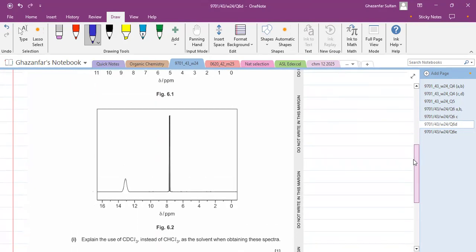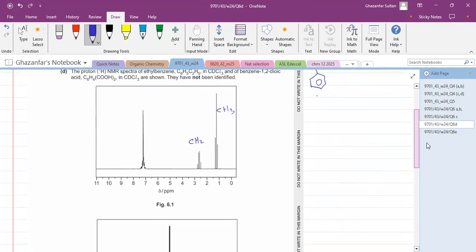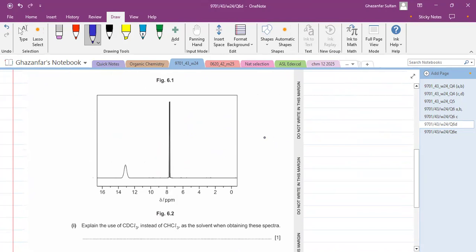And here in benzene 1,2-dioic acid. So in benzene 1,2-dioic acid, as we have seen, there is CO2H, CO2H.